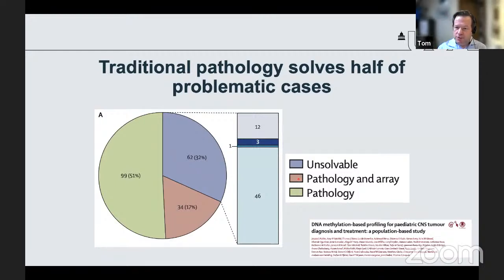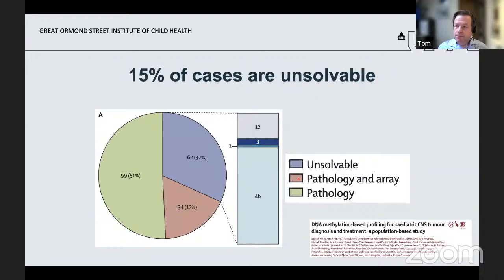Then we were able to solve another 17% or so using the methylation array. And then we had a cohort that we weren't able to solve at that stage. Now, some of those are technical things. Our estimate, if you account for some of the factors that were more trivial, is that probably 15% of the high-grade historically undiagnosable cases remain unsolvable. And I think it's a really important figure.